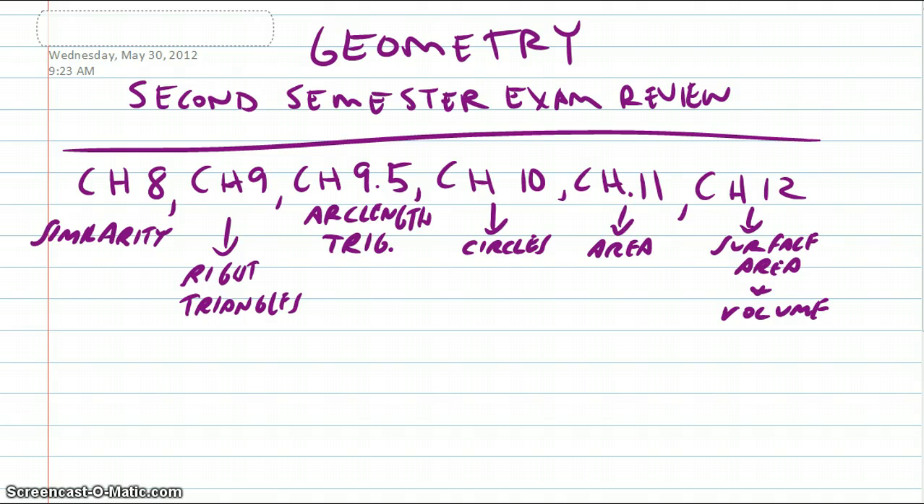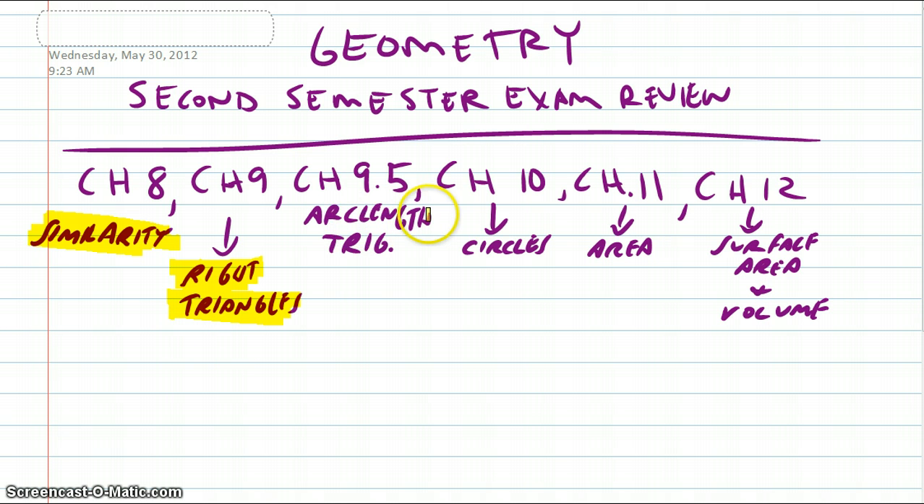I would review chapters 1 through 7 from first semester, but the focus of the exam will be on these chapters. We have chapter 8, which was on similarity. Okay, so you would want to review that. Chapter 9 was on different types of right triangles and the rules that go along with that. We did a unit 9.5.